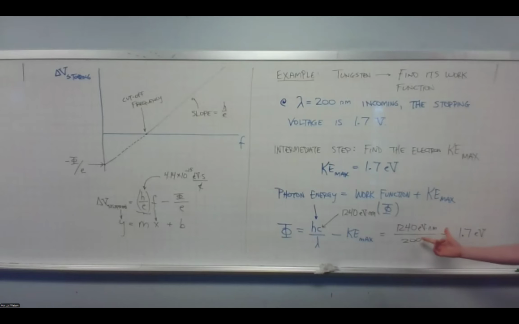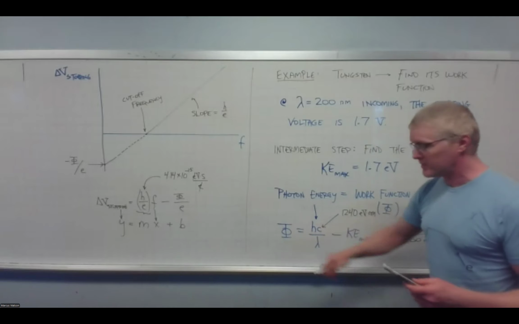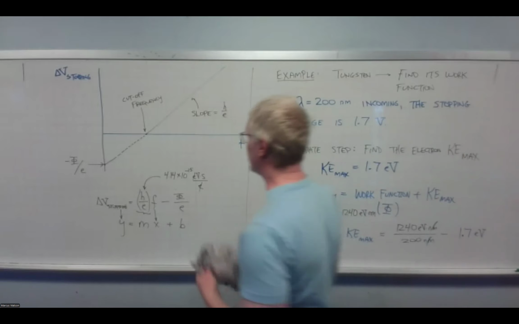In this case, I'm going to have a cancellation of the nanometers. I'm going to get eV minus eV, so that's a good sign. And I'm going to be able to get a work function out in electron volts.